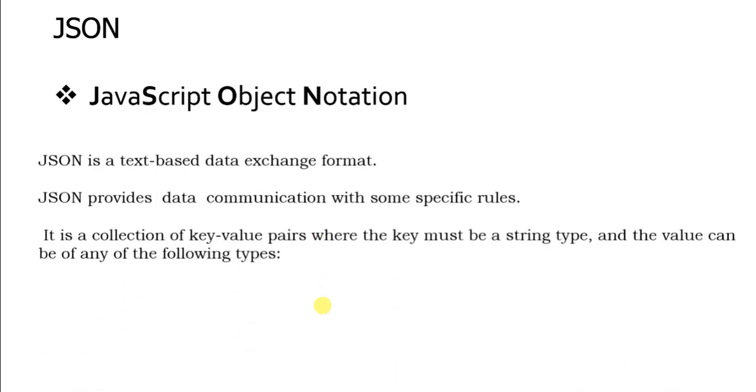It is a collection of key value pairs where the key must be a string type and the value can be of any of the following types. Let us see what are the different types it supports. Basically, it is a key value pair. It supports number, string, boolean, array, object, and null. Boolean in the sense either true or false. So these are the types of values a JSON will support.